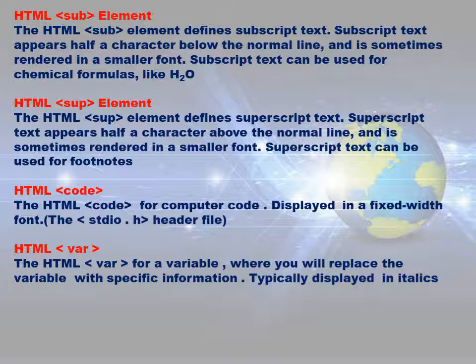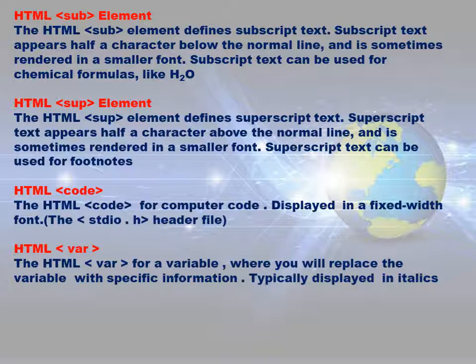Then HTML code. This is the tag used to write computer code. It displays in a fixed width font. For example, if you want to write stdio.h, that is a header file, this is part of computer code, so you can display this by using the code tag. And the next one is the var tag. This is the tag for a variable, where you replace the variable with specific information, typically displayed in italics. So these are some formatting tags.